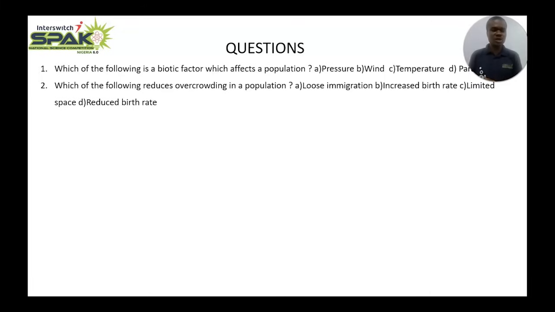But if the birth rate reduces, if the rate at which people are giving birth reduces, that is natality, then it will reduce overcrowding in the population. So reduced birth rate will reduce overcrowding. Option D is more appropriate.